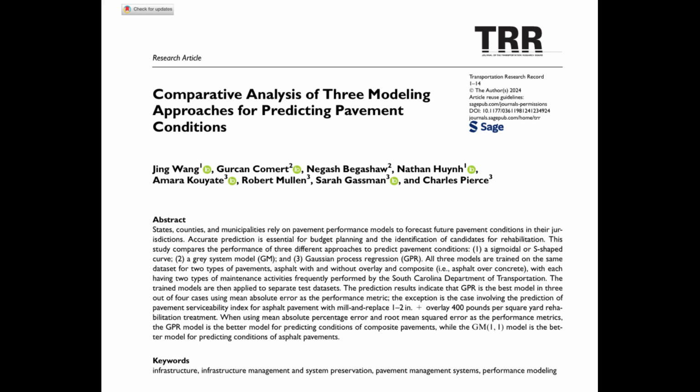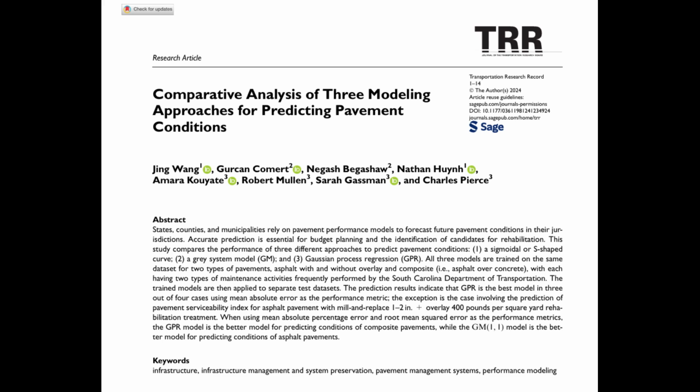Then something called the gray system model, or GM, a bit less common in this field, maybe. And Gaussian process regression, GPR. Sounds a bit more high-tech. It's a machine learning approach, yes. Okay, so we're going to break down the strengths and weaknesses of each based on this study. The idea is to give you the key insights, the takeaways, without you needing a PhD in statistics to follow along. Ready? Absolutely. Let's start with that S-shaped model.